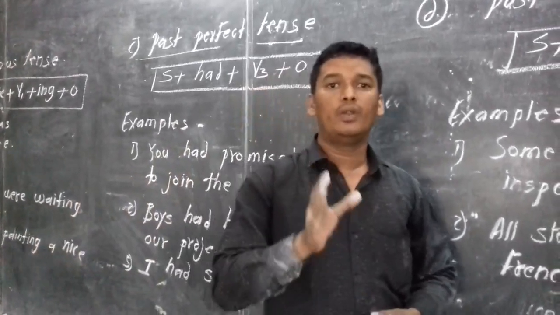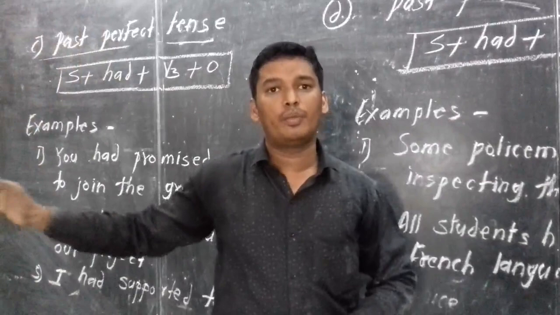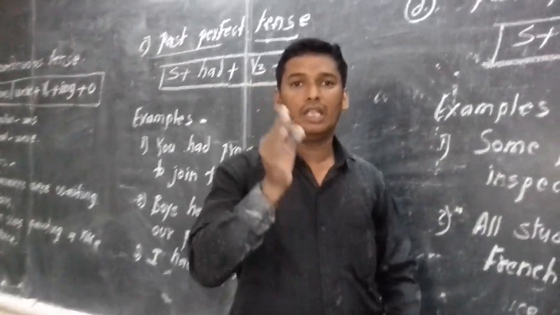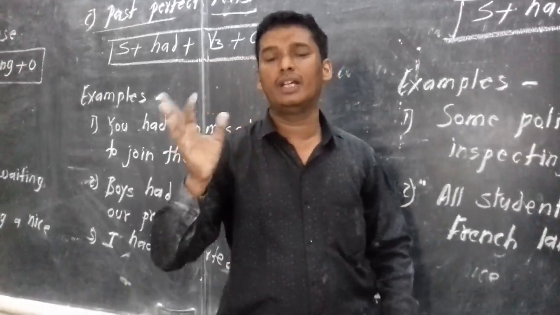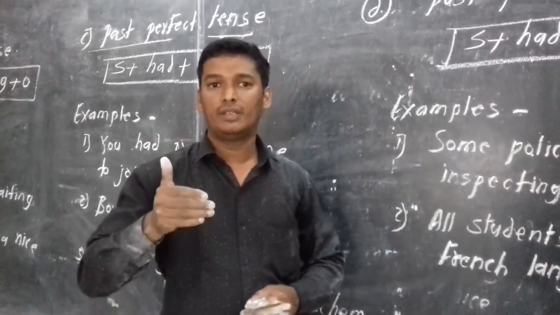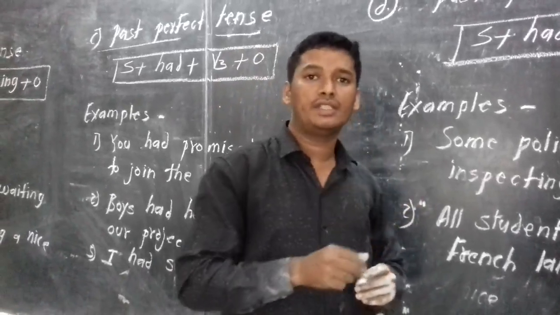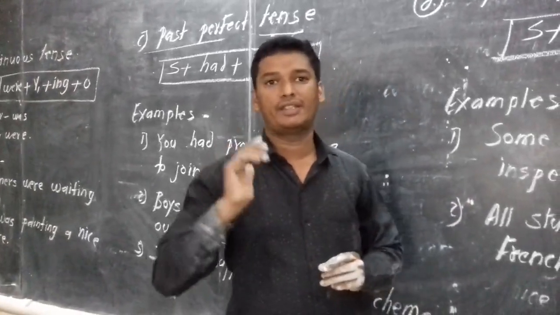In this way we have learned 4 sub-kinds of present tense and 4 sub-kinds of past tense. Now the last tense is left, that is future tense. Now we are going to learn the future tense and its 4 sub-kinds.